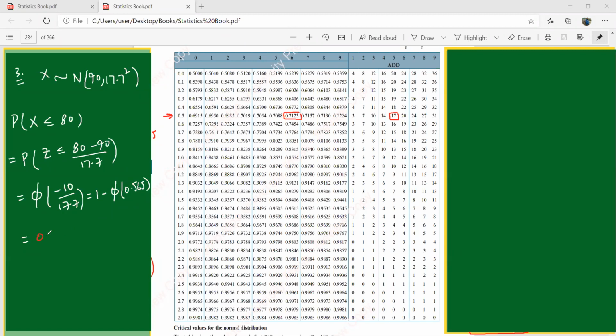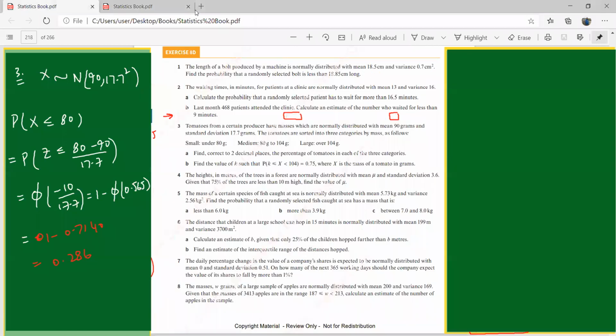This is 1 minus 0.7140. So this is 0.286. This means this is the probability that any tomato is in the small category. So if you write this as a percentage, can I say that 28.6% of the tomatoes fall in the small category?